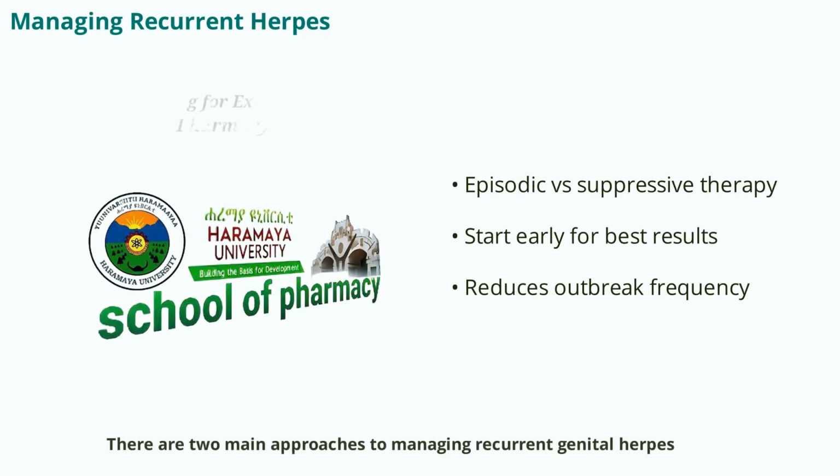There are two main approaches to managing recurrent genital herpes: episodic therapy and chronic suppressive therapy. Episodic therapy is started at the first sign of recurrence, ideally within 6 to 12 hours of prodromal symptoms. Suppressive therapy involves daily antiviral medication to reduce the frequency and severity of outbreaks, benefiting those with frequent recurrences.